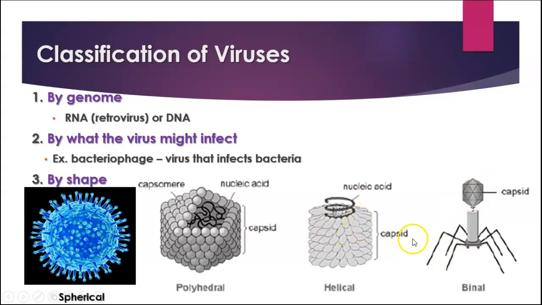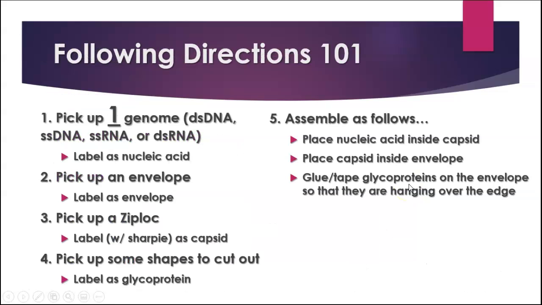And then we have the binal or complex combination. This is a bacteriophage that has a polyhedral head, a helical tail, and then sometimes they have these tail fibers. These are not legs. It doesn't walk around. They're just some structures that are there for part of the attachment process. It just depends.